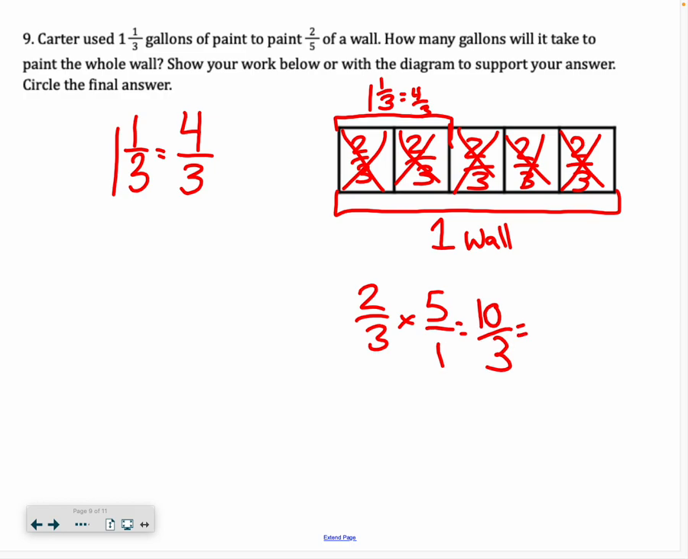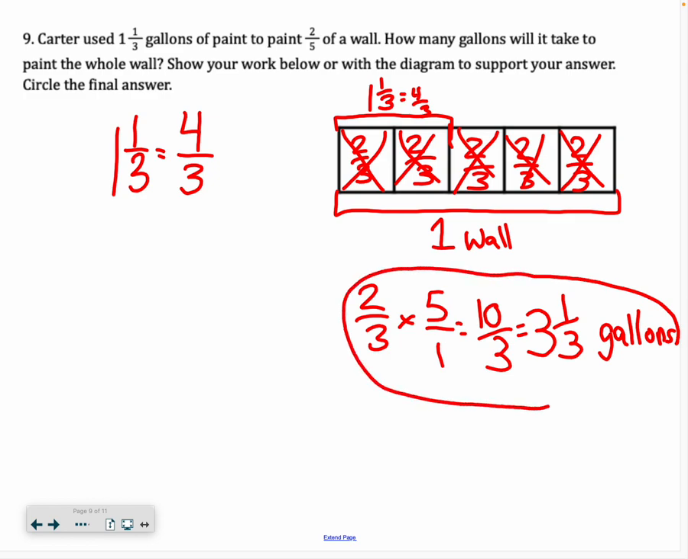10/3. That's improper. I want to put it into a mixed number: 3, 6, 9. So 3 groups of 3 I can take out of 10. 1/3 remaining. So 3 1/3 gallons for the whole wall. I guess I could have circled that, but.